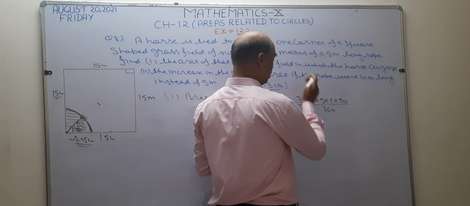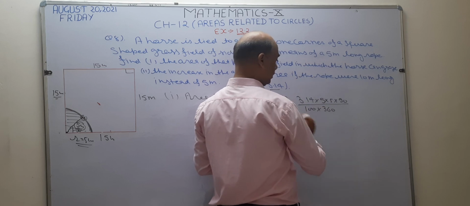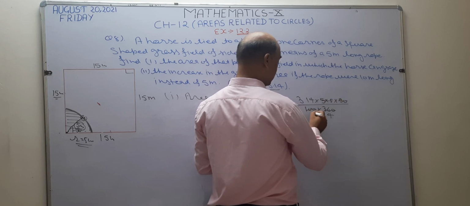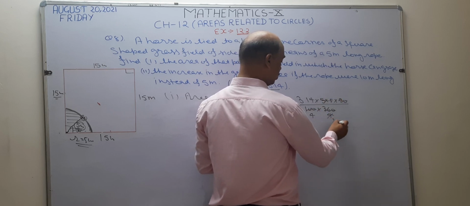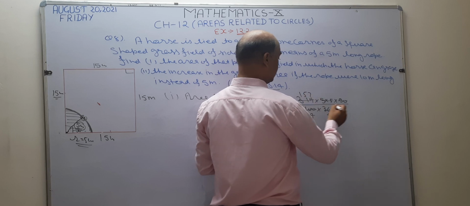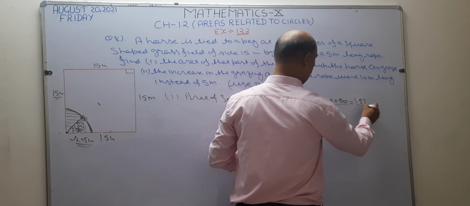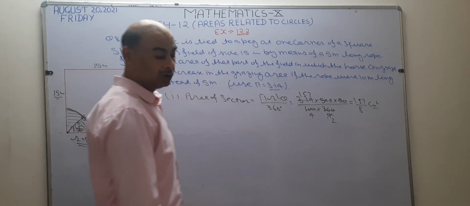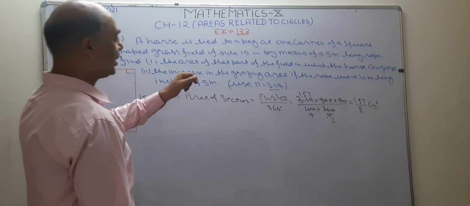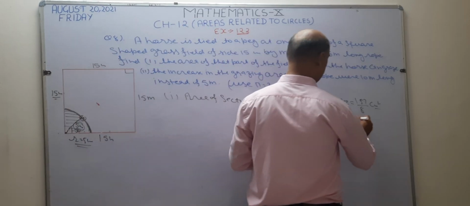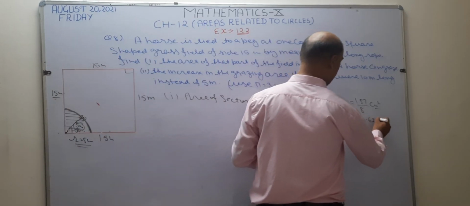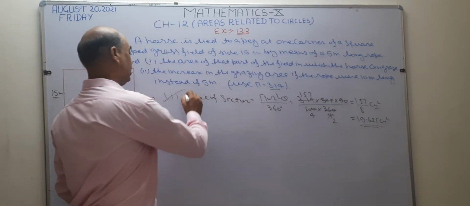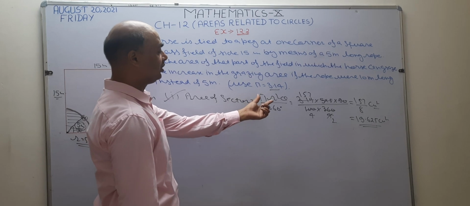Now when we remove this point, I take 100, 90 for the 360, 25 for the 100, 2 to the 4, this becomes 157. So 157 upon 8 centimeter square is the answer. When you divide 157 by 8, the answer becomes 19.625. So right here, 19.625 centimeter square. So this is the answer of the first part, area of sector when the rope of the length is 5 meter.